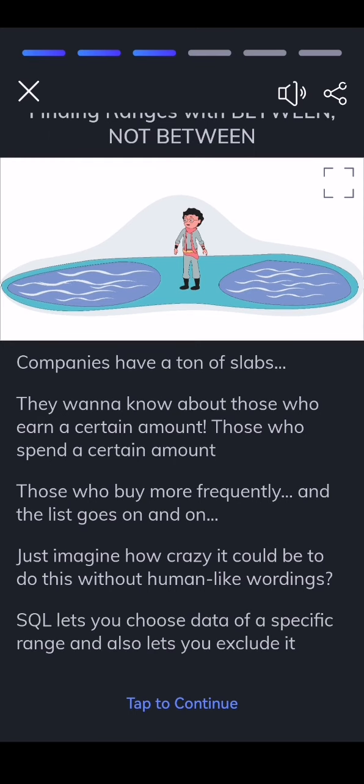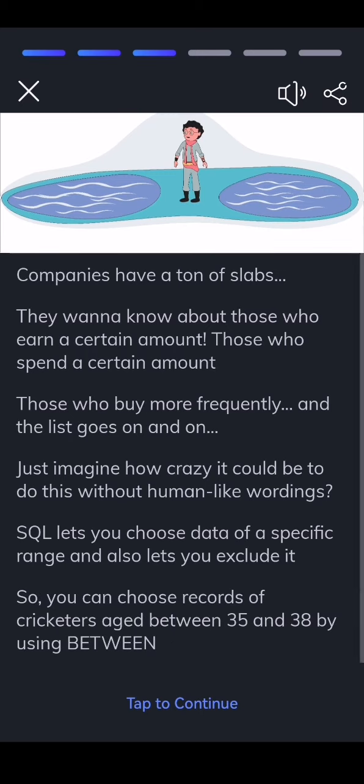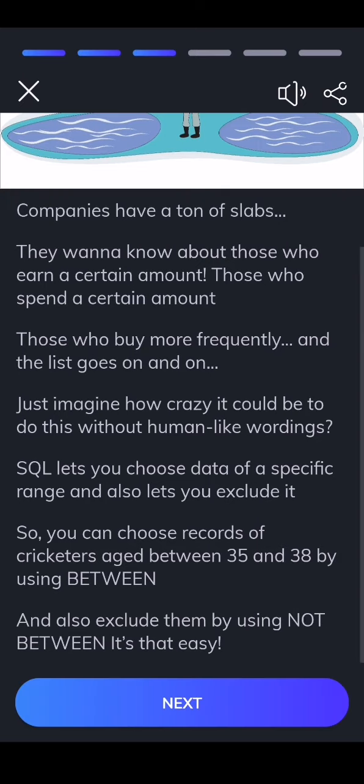SQL lets you choose data of a specific range and also lets you exclude it. So, you can choose records of cricketers aged between 35 and 38 by using between. And also exclude them by using not between. It's that easy.